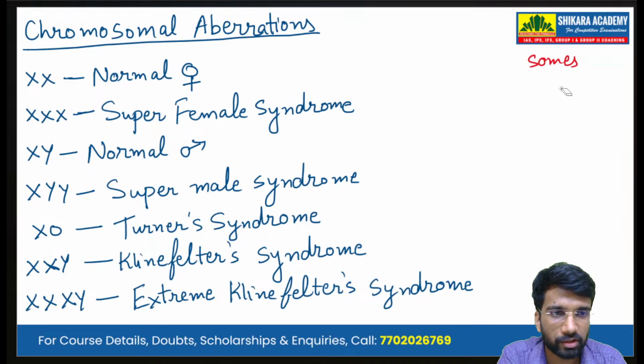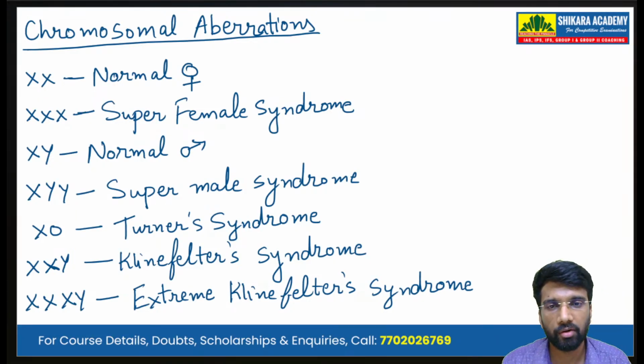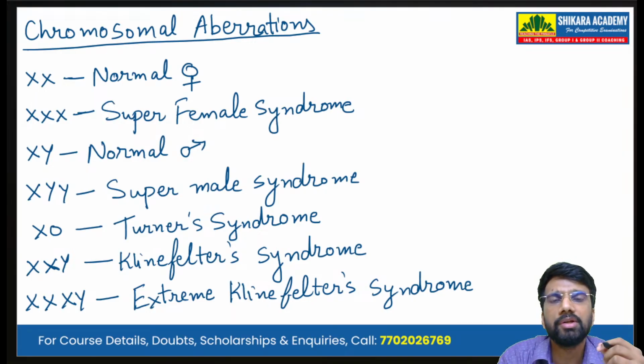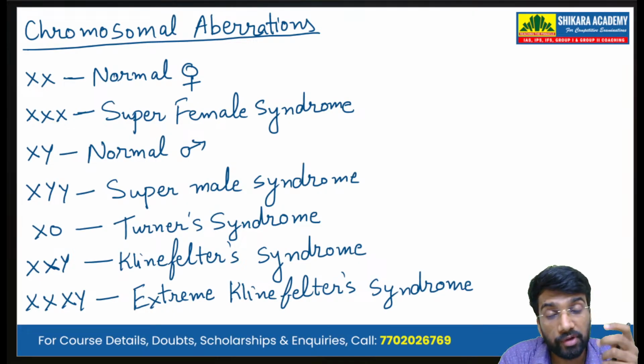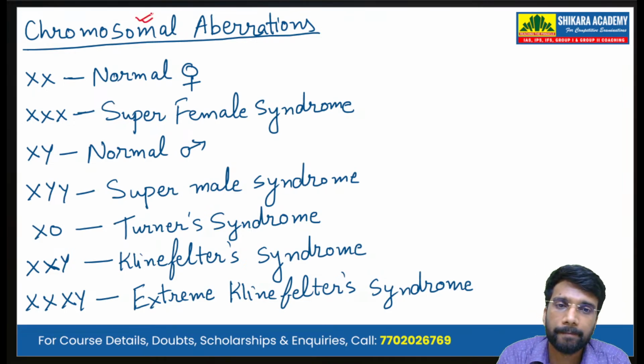Today we'll start our discussion with aberrations. Aberrations are something that is not normal. Genetically, we can have two types of aberrations. That is the chromosomal aberrations.